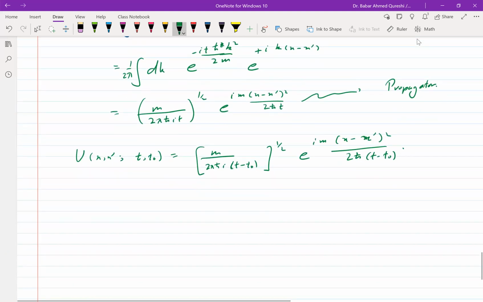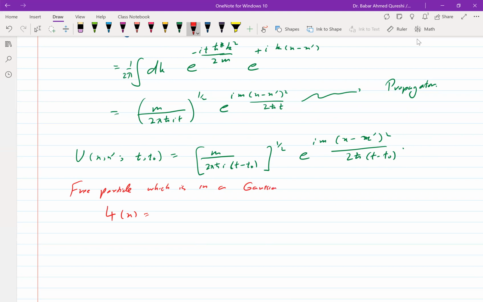Now, using this, you can evolve any wave function. For example, I had the Gaussian. I take my state, that's my particle, not any particle, it's the free particle, which is in a Gaussian wave function at t equal to 0. So my wave function is something of this form. Let's say x square, let me write it as 2 sigma square. Then by normalization, I will have pi sigma square to the power 1 by 4. We had done this last time.